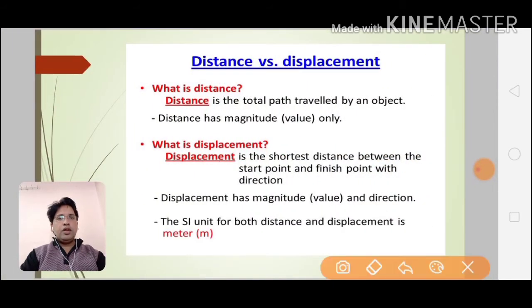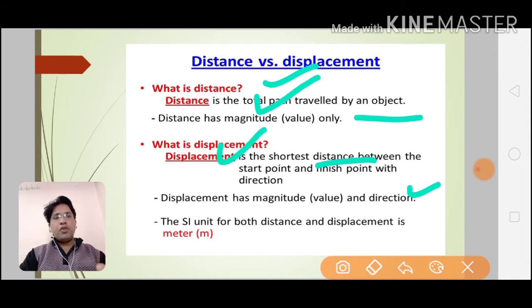Next we will study distance versus displacement. What is distance? Distance is the total path traveled by an object. Distance has magnitude, or you can say distance is the actual path covered by an object. And what is displacement? Displacement is the shortest distance between the start point and finish point with a direction. Displacement has magnitude and direction. The SI unit for both distance and displacement is meter. So distance is a scalar quantity, whereas displacement is a vector quantity.